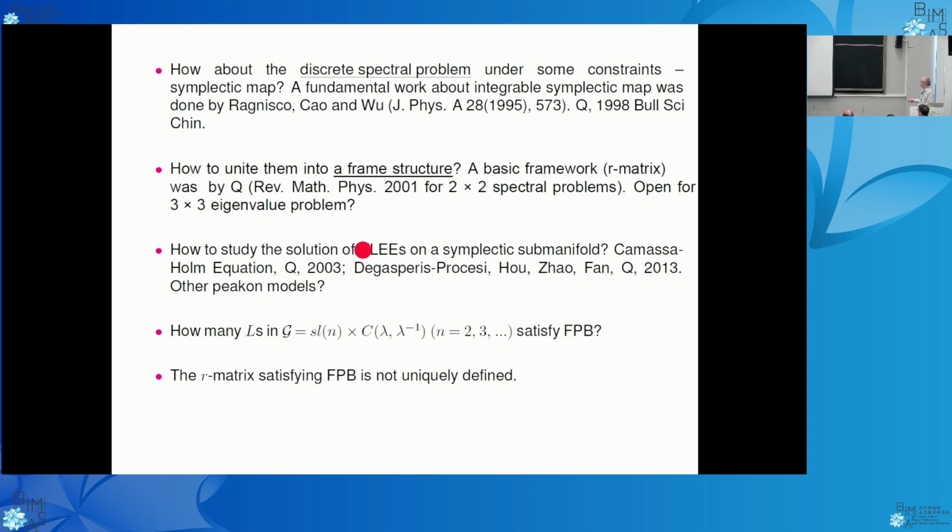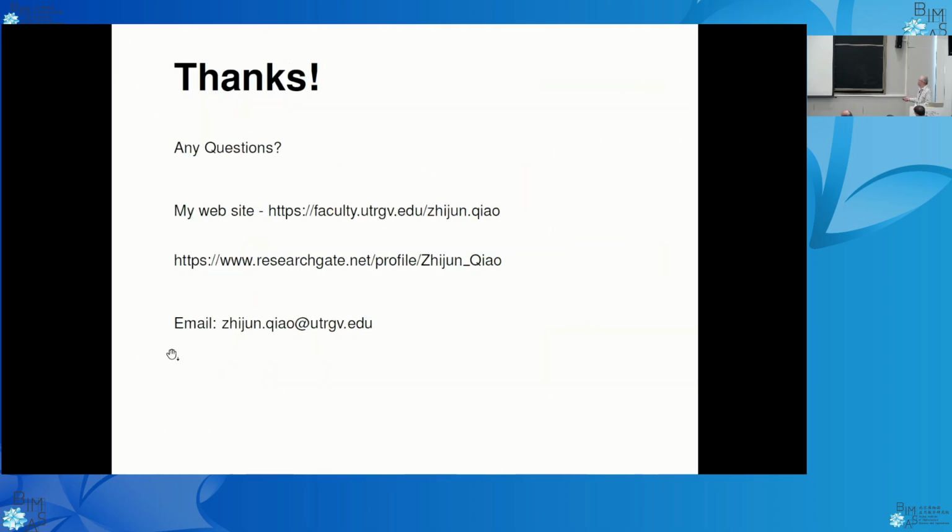The other thing is the nonlinear evolution equation on the spectrum submanifold; for Camassa-Holm it is done. What about the other equation, the Degasperis-Procesi equation? The peakon model is still open. The Degasperis-Procesi DP equation was studied by Hou, Zhao, Fan, Gui, Jiao at Fudan University. And the other thing is how many L's, which means I give the Lax matrix L in this Lie algebra, SL cross product with C. What about how many? We don't know. Probably I need to learn from algebra mathematicians. The r-matrix satisfying this is not uniquely defined, so the fundamental bracket is not unique.